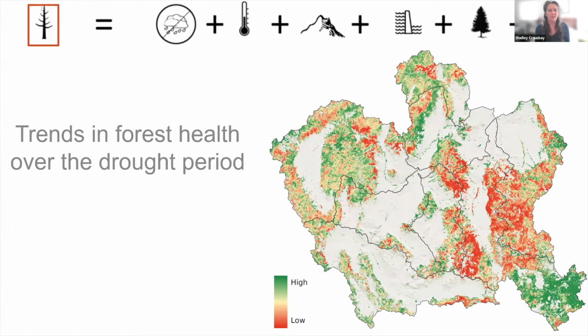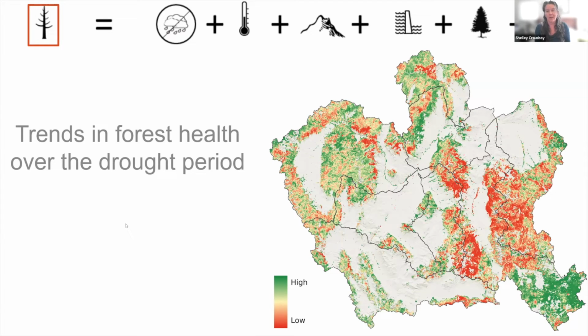So the first thing we wanted to do is come up with a data layer that represented that ecological impact. We did a lot of outreach with stakeholders in each of these watersheds. Forest was one of the top ecological concerns they had during droughts. So that's what we focused on.